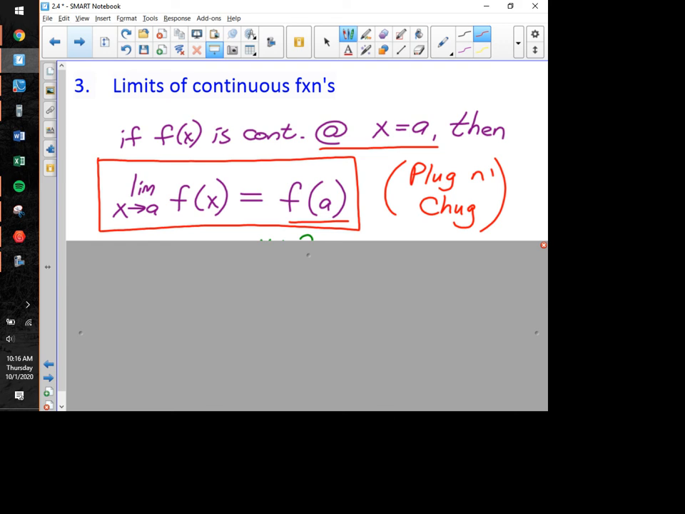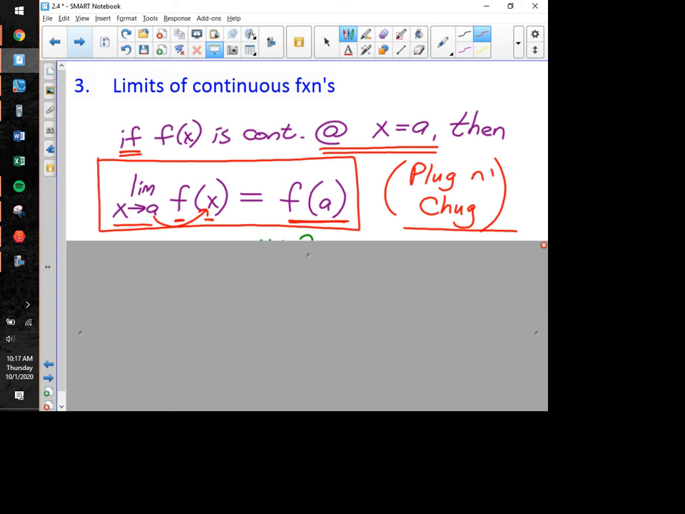What this tells us, everybody, is that you can evaluate the limit of a function if it is continuous at x equals a by simply taking that a value and plugging it in for x. That's where the f of a comes from, and that's the phrase plug and chug that we all know and love. But again, pay attention to your hypothesis right here, guys. This method only works if f of x is continuous at a.